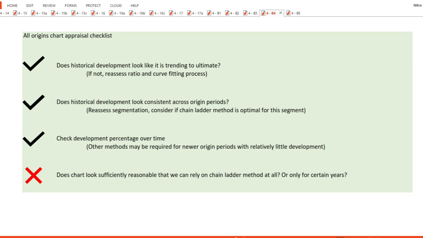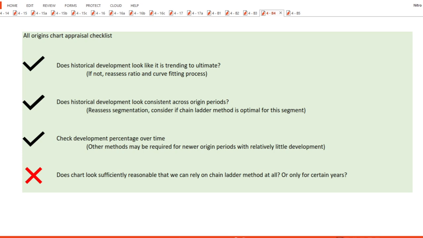We can look at the model development percentage, our 1 over m values, to see where the model is likely to be reliable or not. I have a rule of thumb that origin periods where development is less than 50% of ultimate may not be reliably modelled using chain ladder. However, you can get stable accounts where you can go lower and unstable accounts where a higher threshold is required.